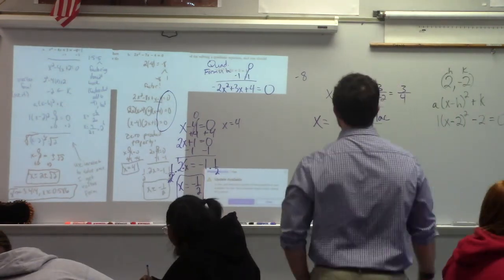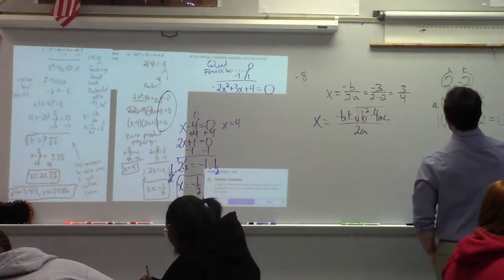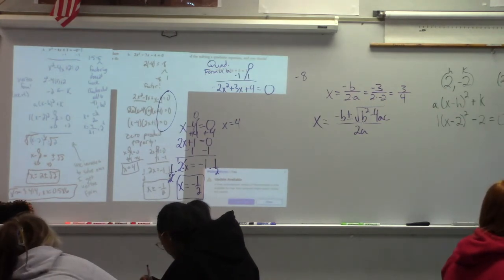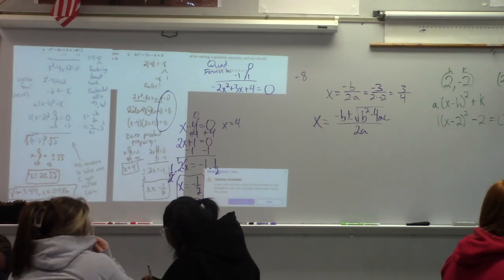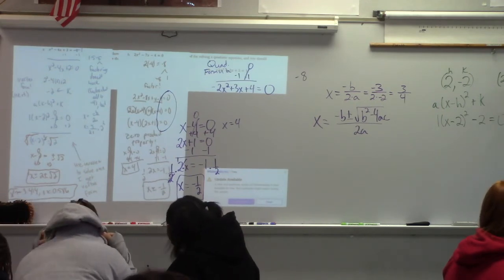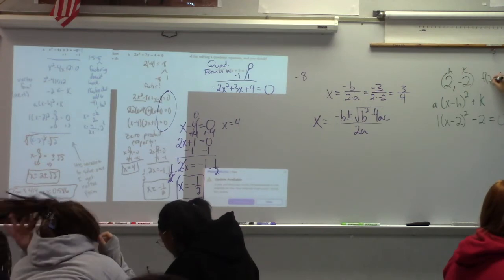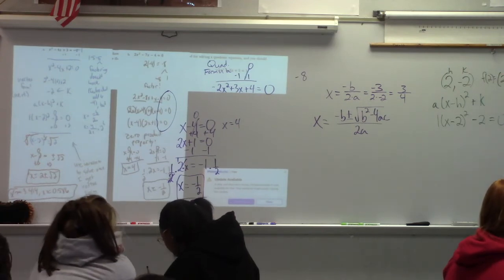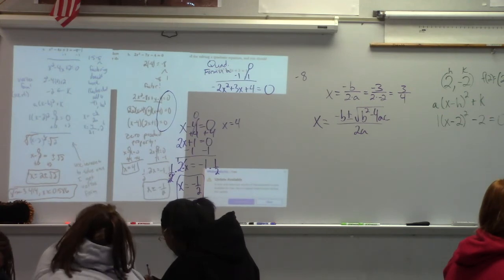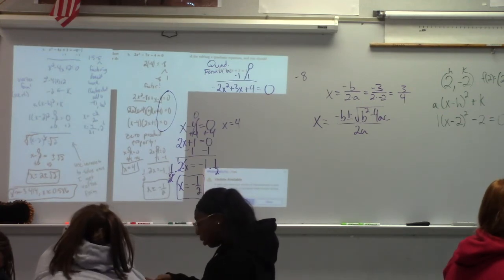Don't forget when we're using the vertex form and we substitute in, we're not setting it equal to 0. We're substituting in for x to get out the y. So you can either just do this or you could say f of 2 equals, either way. But you're not setting it equal to 0 yet because you're not solving the equation, you're just getting the vertex form. You need that y value of the vertex, which is an output.